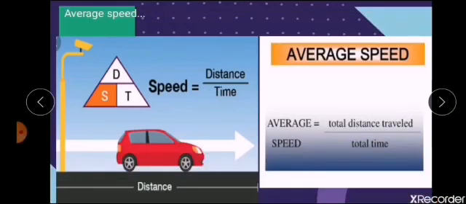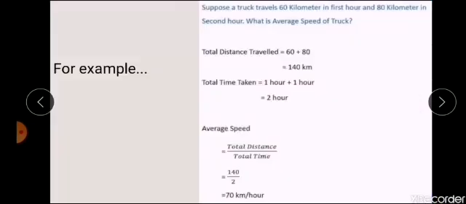Now average speed means the total distance travelled upon the total time. For it to be more clear, let's go through an example. For example, suppose a truck travels 60 km in 1 hour, and in the next 1 hour it is going to travel with a speed of 80 km. Now you are asked to find out what is the average speed of the truck.